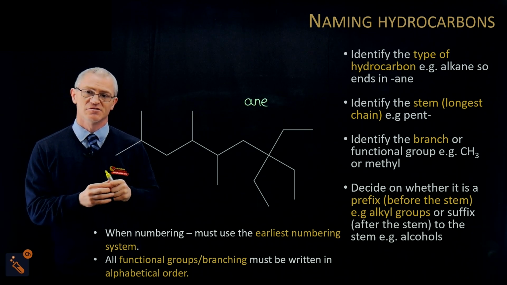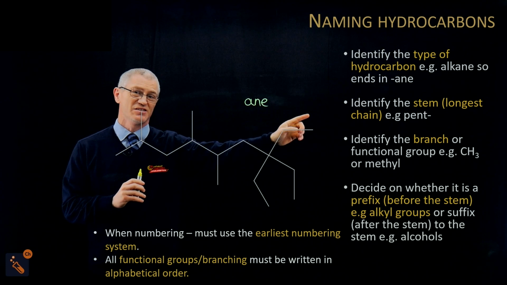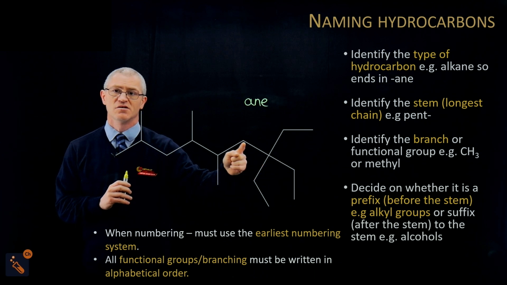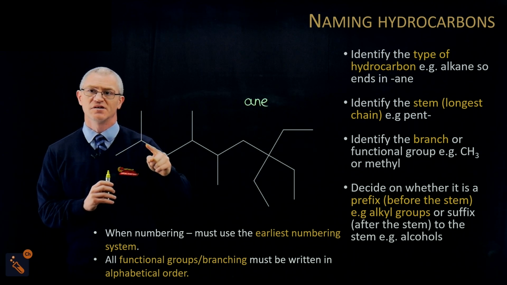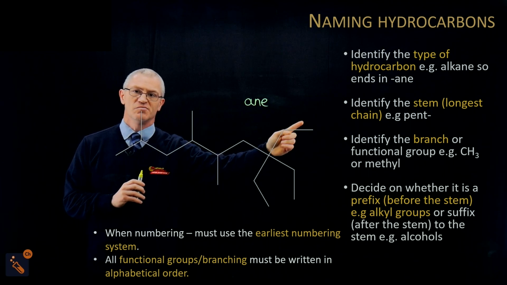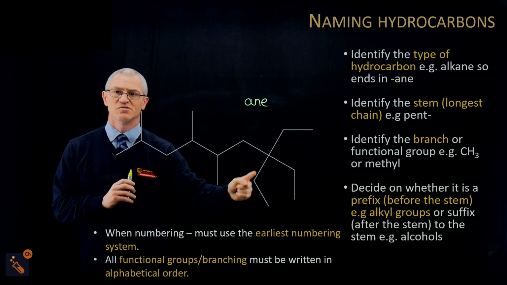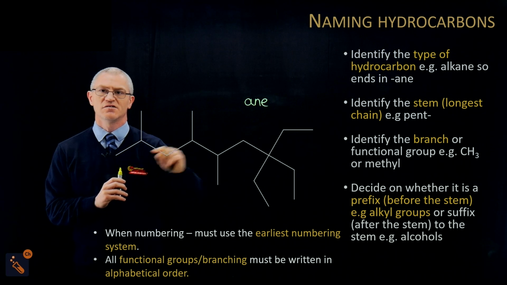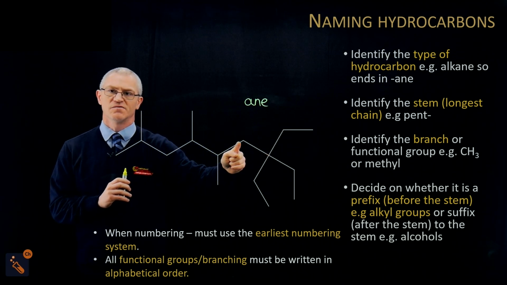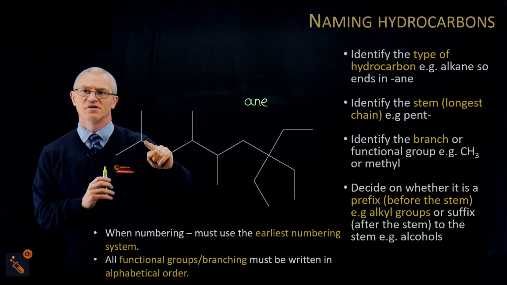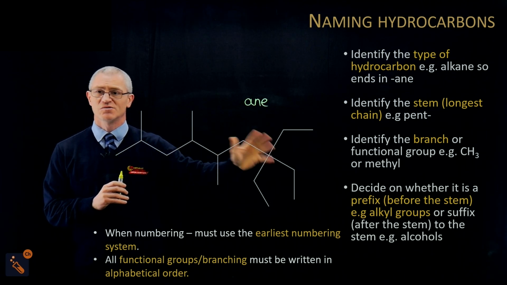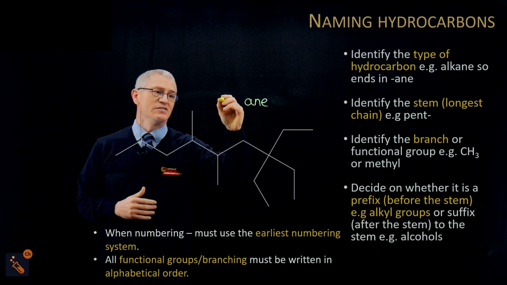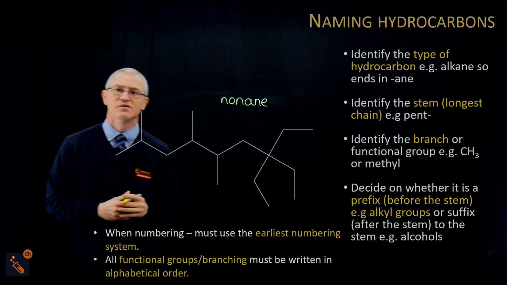And then we look at the longest chain. So we're looking at the longest, the parent chain, the stem. So we start here. 1, 2, 3, 4, 5, 6, 7, 8, 9. But we've got other branches coming off. So what if we start from here? 1, 2, 3, 4, 5, 6, 7, 8, 9. We'll start from this one. 1, 2, 3, 4, 5, 6, 7, 8, 9. So basically it doesn't matter which one it is. The longest chain is 9. Now 9, hopefully you remember, is non. So this is nonane.